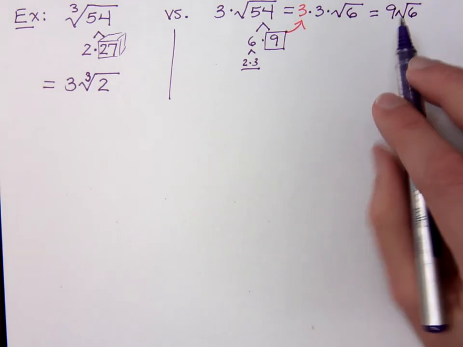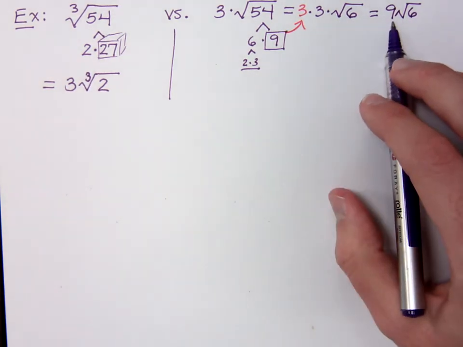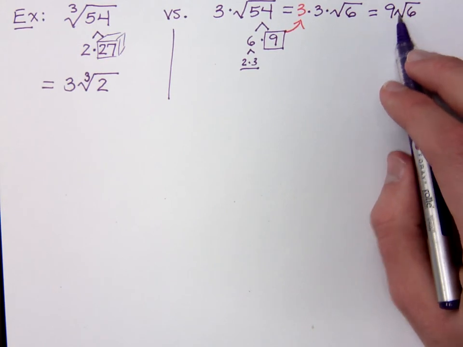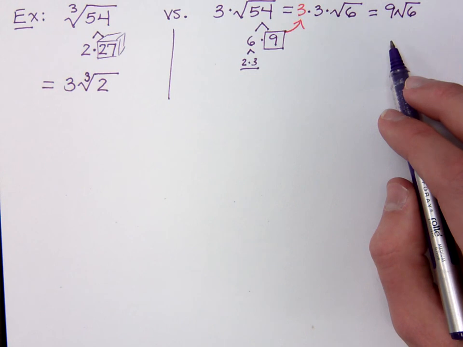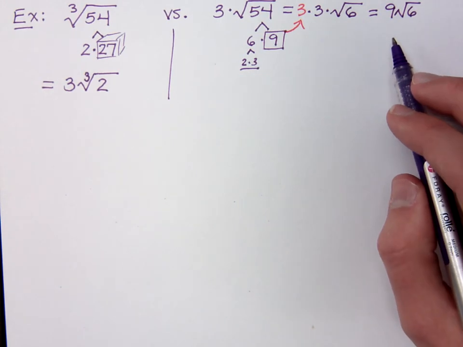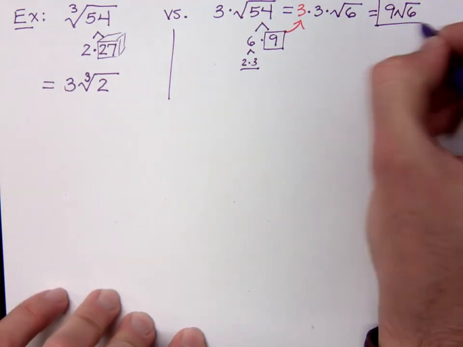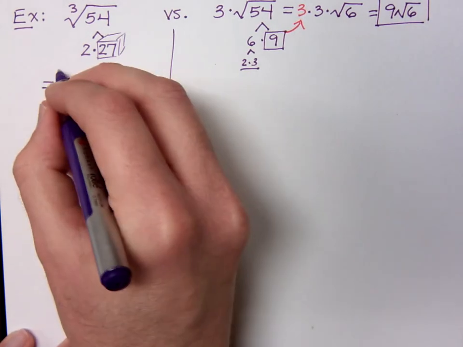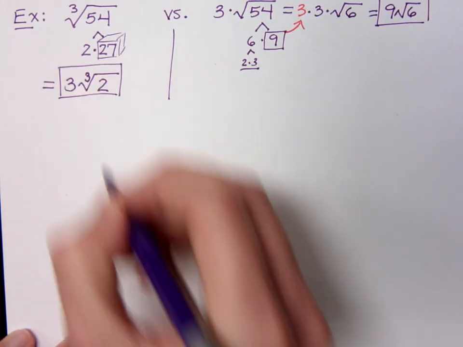Now notice where I put my 9. It's very clear that the 9 is not my index, right? This is the spot for your index, but there's nothing there, because it's a square root. So you see the difference between these two problems and what their answers look like.